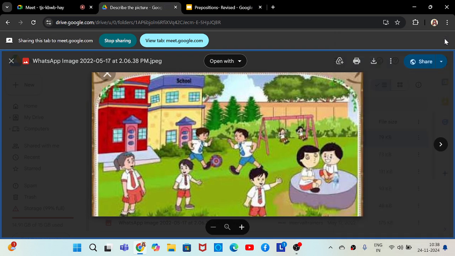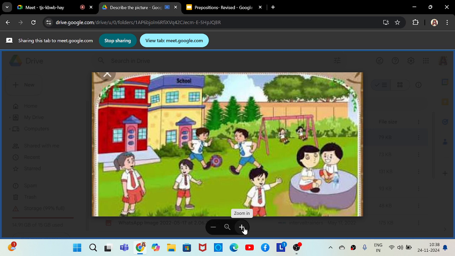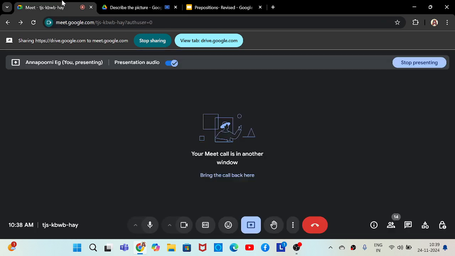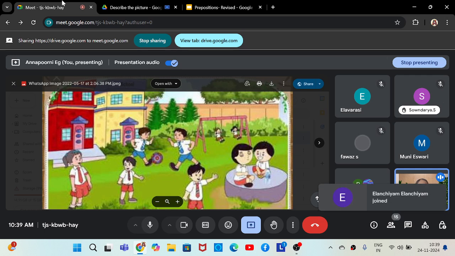Sometimes you will get some repeated pictures also. No need to bother. You can speak on that, because some pictures will come in a repeated way. Okay. Fine. So this is a very common picture that we all have seen. Observe the picture and whoever wants to describe can start describing.